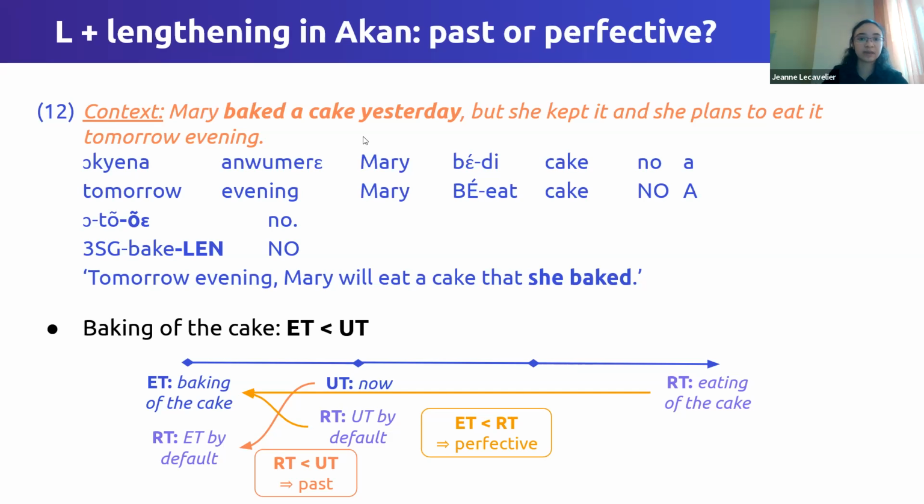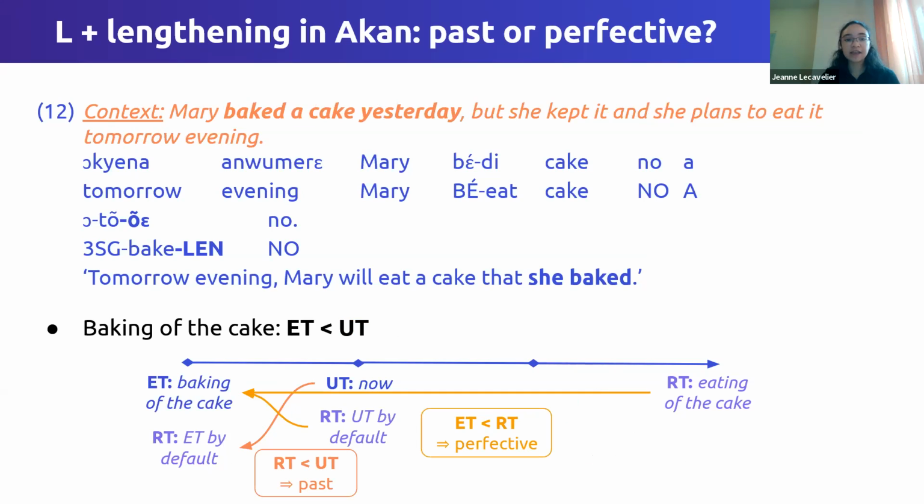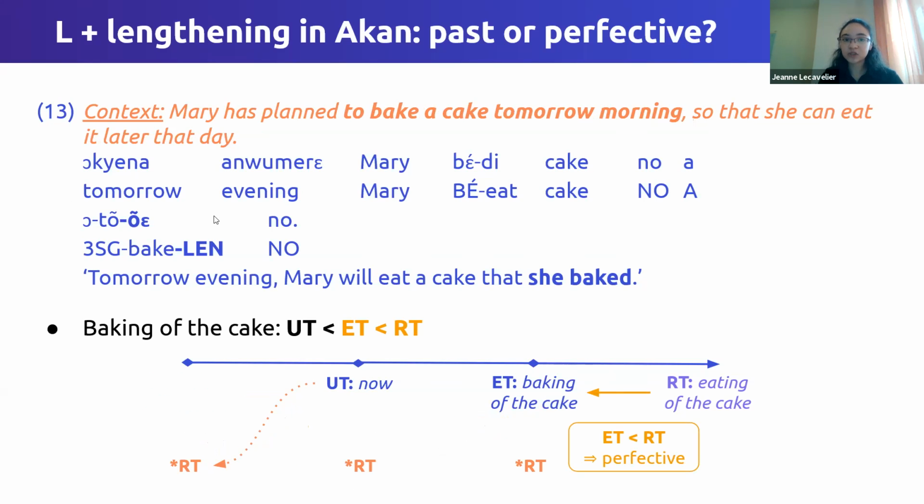So the cake has already been baked, she will eat it tomorrow. And with another context in which Mary has planned to bake a cake tomorrow morning so that she can eat it later that day. So both events, both the cake baking and the cake eating, happen after the reference time. And in 12, as you can see, both contexts trigger the exact same elicitation.